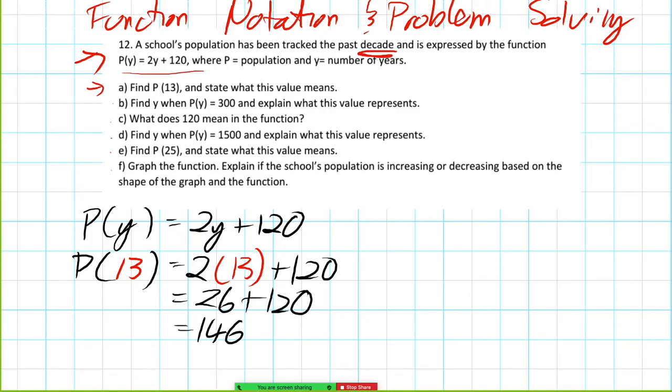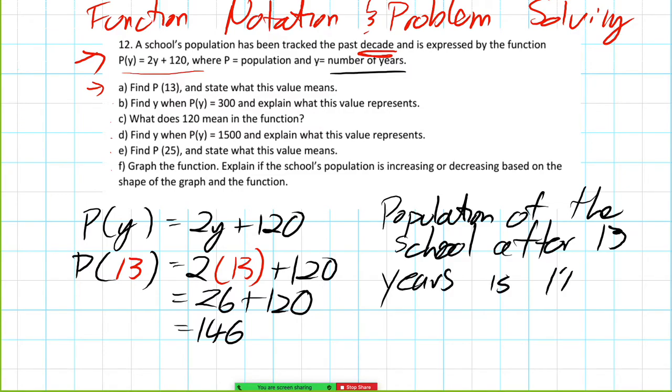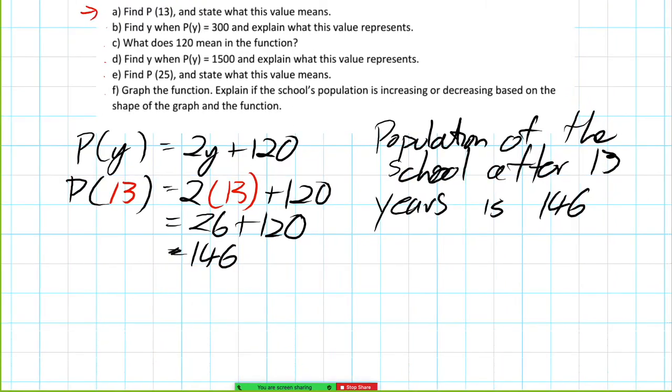This is actually p at 13. So what this means is the population of the school after 13 years. That's what that 13 stands for. It's the number of years. Remember, that's what y stood for. So we substitute 13. So after 13 years is 146. And 146 is our population. P is essentially equal to that, right? So p at 13, when we've gone 13 years, what is the population? It's 146.